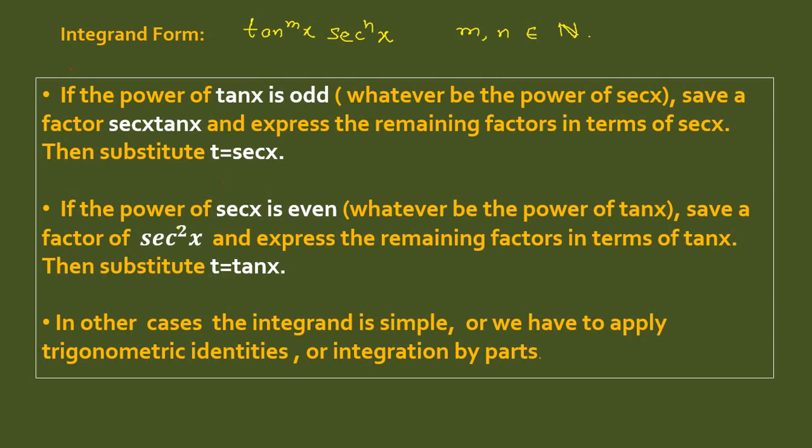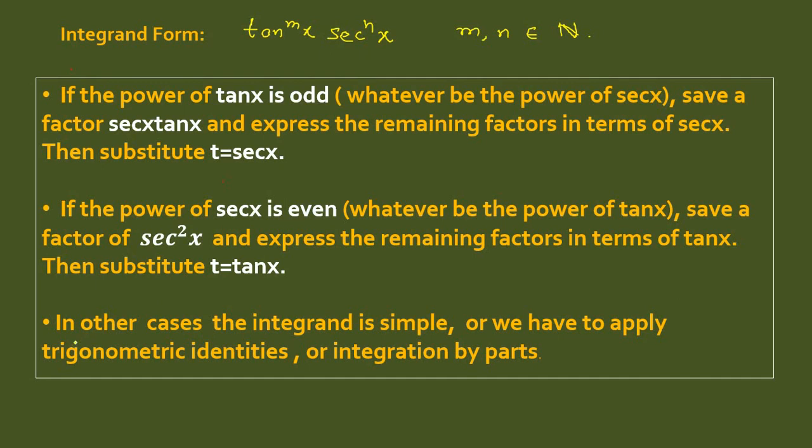And the second guideline is what if the power of sec x is even. So this time we don't have to see the power of tan x, we have to save one factor of secant square x and express the remaining factors in terms of tan x, and this time we have to substitute t is equal to tan x. So you can easily guess then what happens when tan x has the power odd and sec x has the power even. It is the matter of our choice. We can apply any of these guidelines.